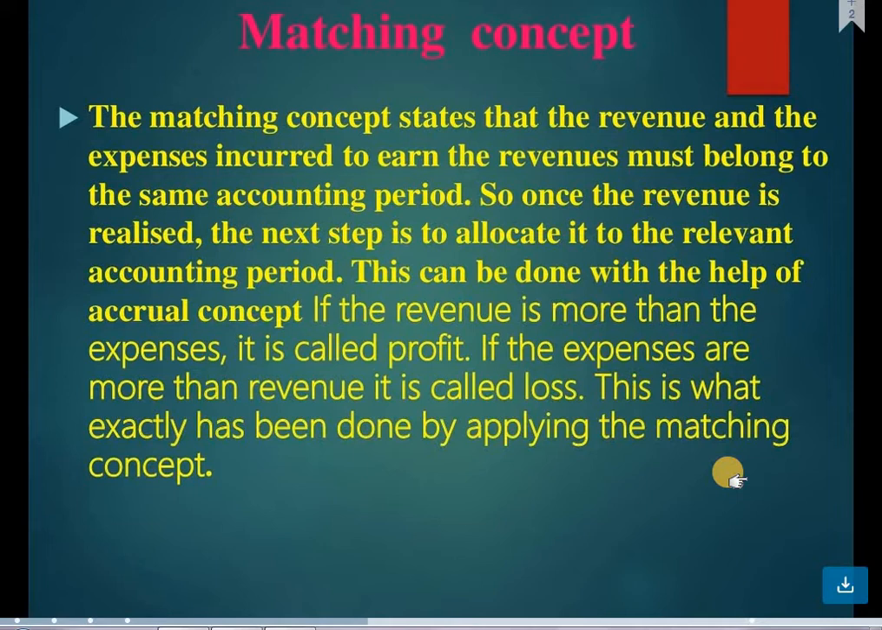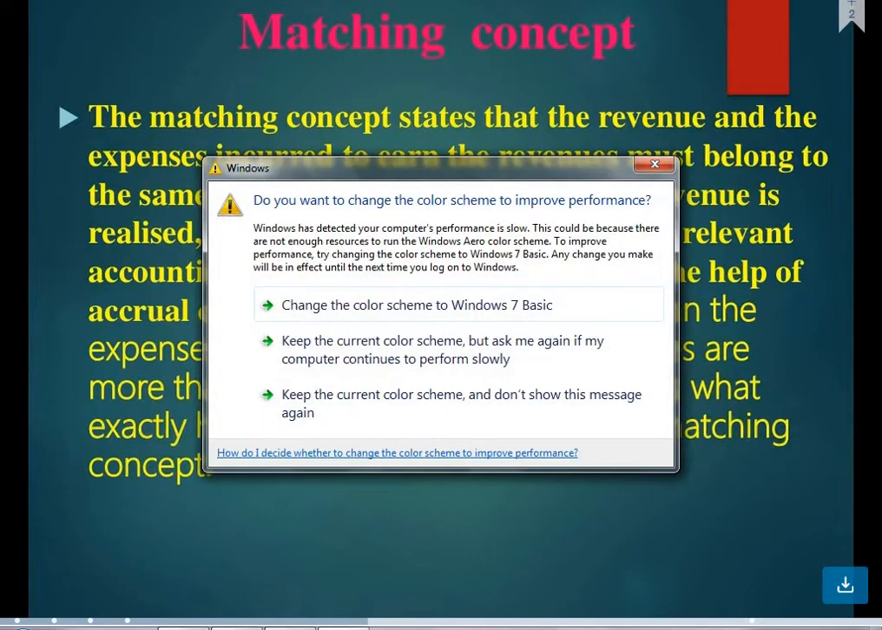Once the revenue is realized, the next step is to allocate it to the relevant accounting period. Whenever we incur expenses to earn a revenue, that revenue and those expenses are to be reflected in the same accounting period. In simple terms, if the revenue is more than the expenses, it is called profit. If the expenses are more than revenues, it is called loss. This is what has been done by applying the matching concept. So this is what the matching concept says in accounting.